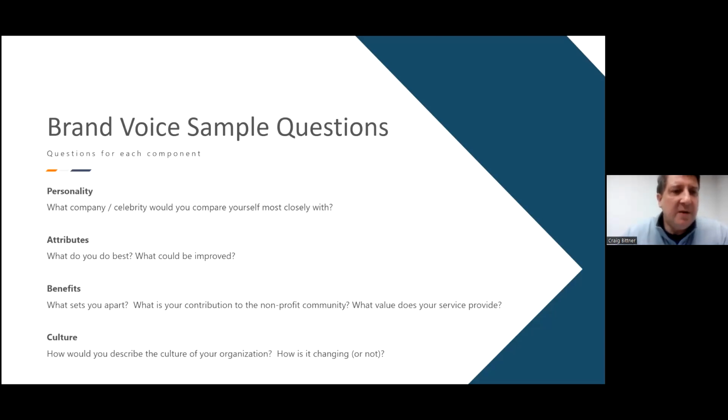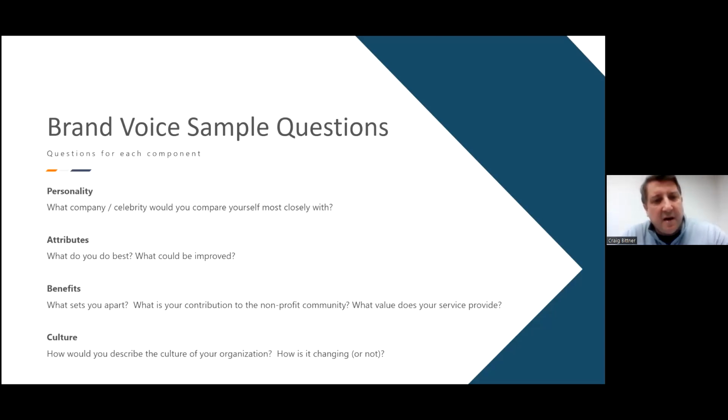The next one is attributes, which are, what are the things that you do best? What things could be improved? I think those kinds of questions lead to attributes. Again, there's a lot more of these questions that we can look at, especially if you're going through this process and you want other questions that target attributes. We have a bunch that we can go over with you.